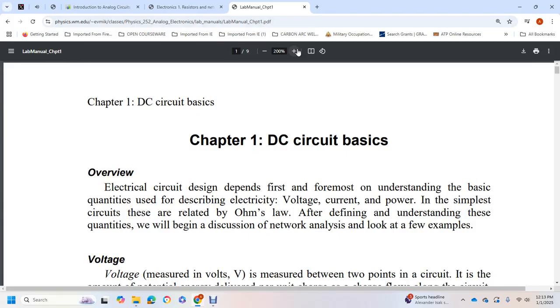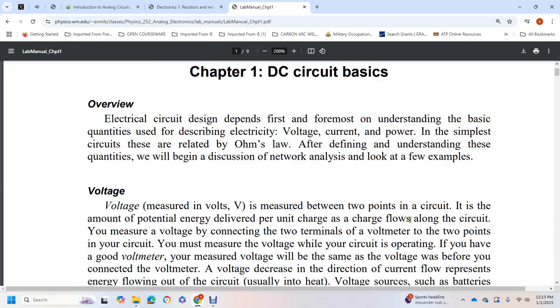Overview: understanding electrical circuits depends first and foremost on understanding the simple basic quantities used to describe electricity: voltage, current, and power. The simplest circuits are related to Ohm's law. After defining and understanding these quantities, we'll discuss resistor networks and also look at a few examples.